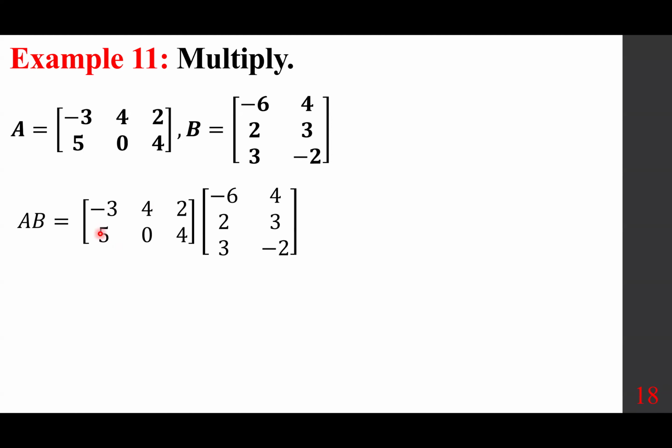This one is 1, 2 rows, 1, 2, 3 columns. This is 2 by 3. This one is 1, 2, 3 rows, 2 columns, 3 by 2. Can we multiply? These two must be identical. The answer is yes. So what is the result? The resulting matrix must be a 2 by 2 matrix. So I would write the dimensions first. It is extremely important to know what we are doing.